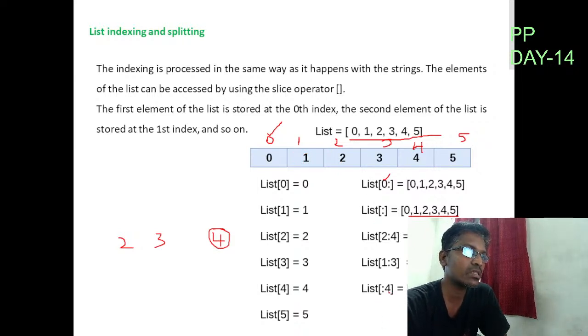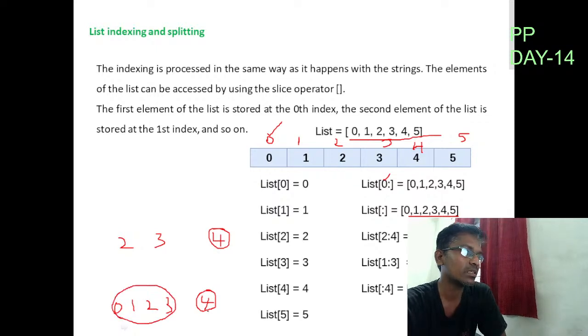So next one is list followed by colon 4. In this example, I don't know the starting index, but I know the end of the index. So that means it will take the starting index from 0 up to 4, and 4 is excluded. Then it will print 0, 1, 2 and 3. These are the index positions given by this slice operator. So I got the output 0, 1, 2, 3 only.